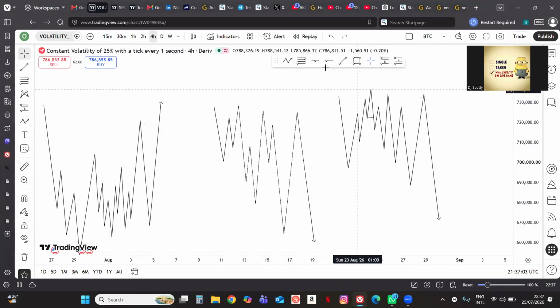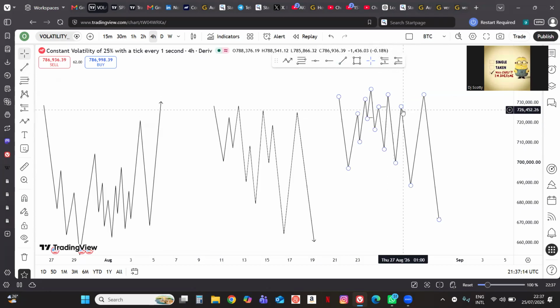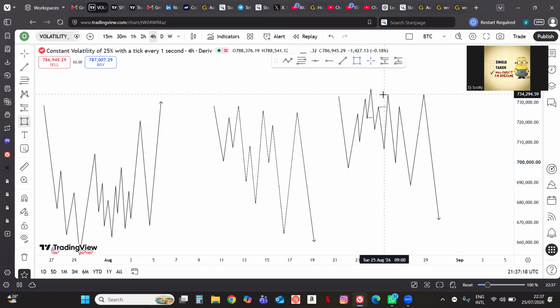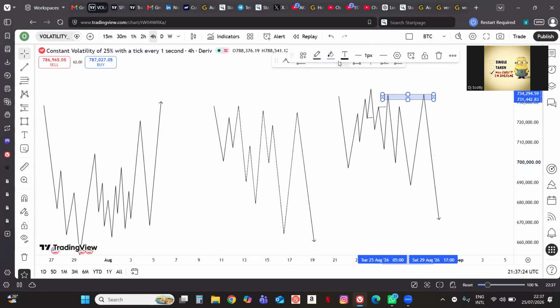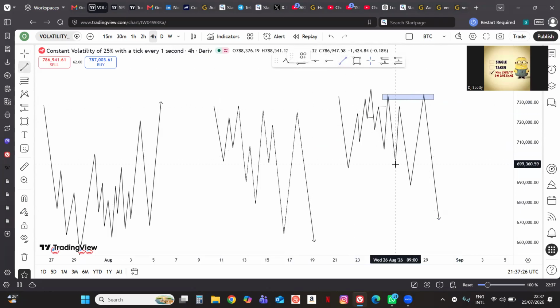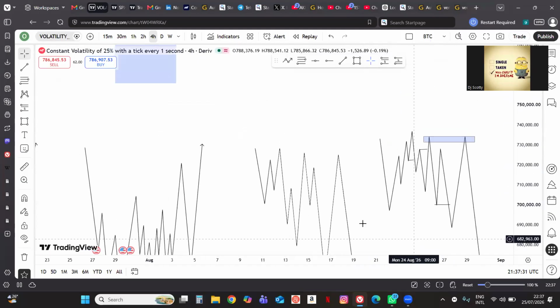You have BOS here. You have the inducements. This is inducements. This is inducement. Inducements get depth. Market creates another liquidity close to this order block here to validate it. Then break structure again. Break structure again here. Break structure again here. And comes to take out the order block, right?